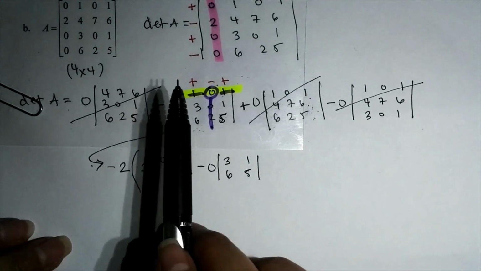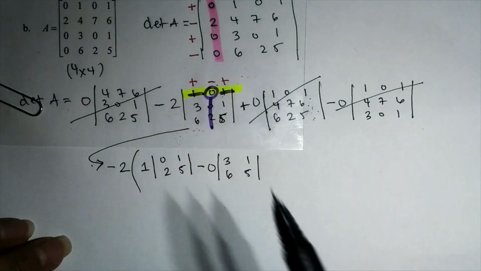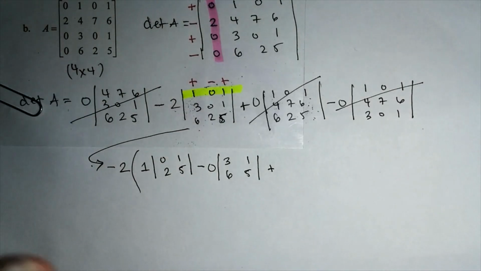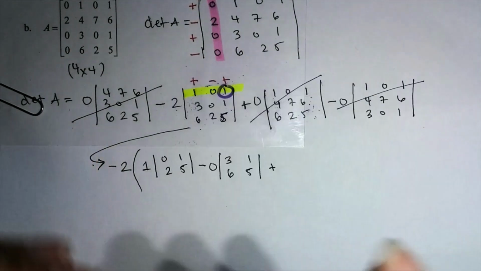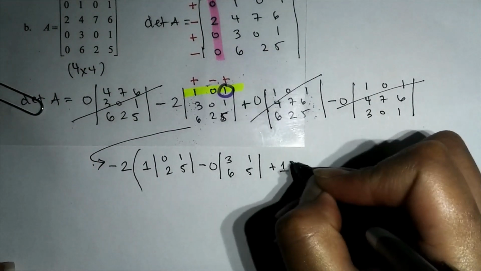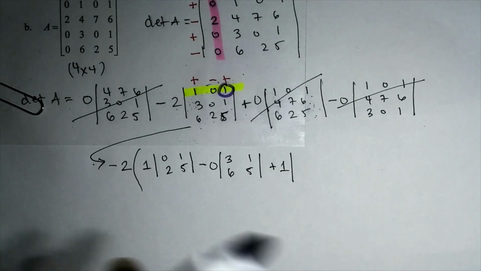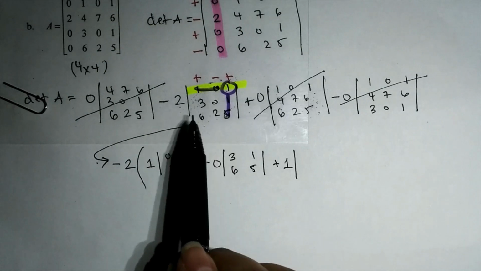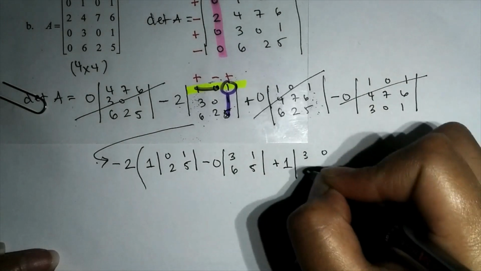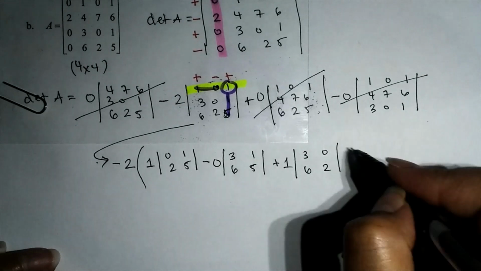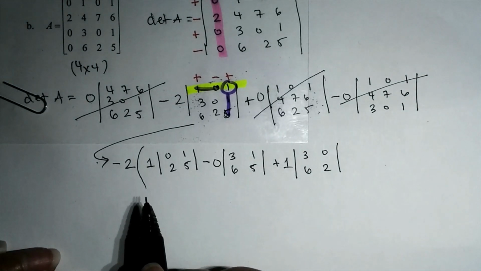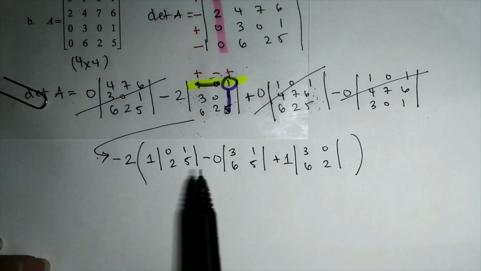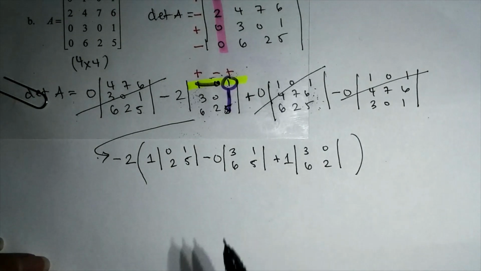Fantastic. So we did plus something, minus something, then we need plus something. And I can't see the number through my special effect, plus the third element in that row that we're expanding is 1. So it's plus 1 times the determinant formed by the leftover elements when we cross out the row and column. That gives us the 2 by 2 matrix 3 0, 6 2. Fantastic. So we have an open parenthesis. Let's close the grouping symbol. So we got this. Let's take the determinants of the 2 by 2 matrices.